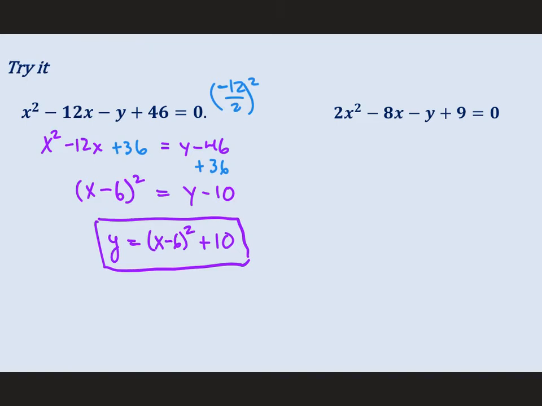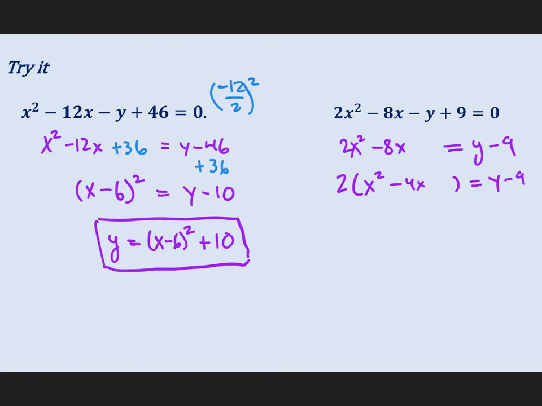All right, our last one's a little bit tricky for a different reason than the first one. Let's start off the same way, move the y and the constant over to the other side. 2x squared minus 8x equals y minus 9. On the left side, we're going to go ahead and pull out the common factor there. So we're going to pull out the 2, x squared minus 4x, leave a little space there for completing the square, equals y minus 9.